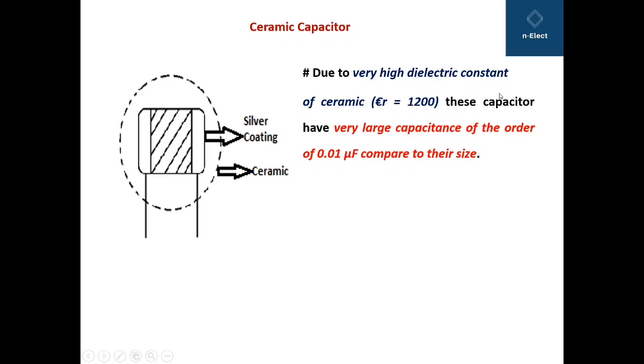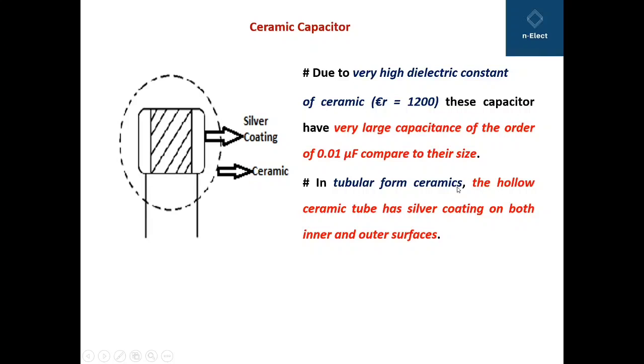Due to the very high dielectric constant of ceramic, this is the property of ceramic, it has a very high dielectric constant, represented by epsilon r equal to 1200. These capacitors have very large capacitance of the order of 0.01 microfarad. Microfarad means 10 raised to the power minus 6 farads, so 0.01 into 10 raised to the power minus 6 farads, as compared to their size.